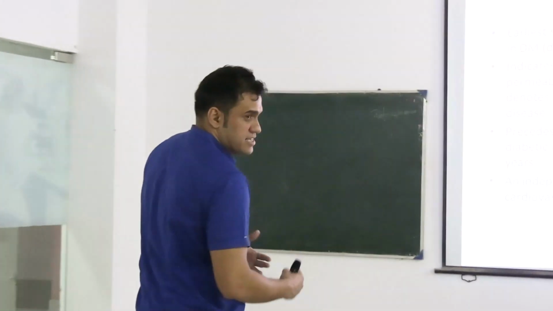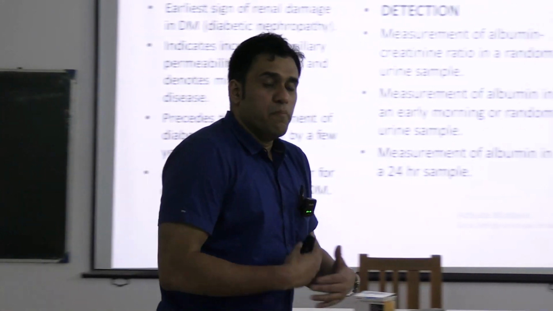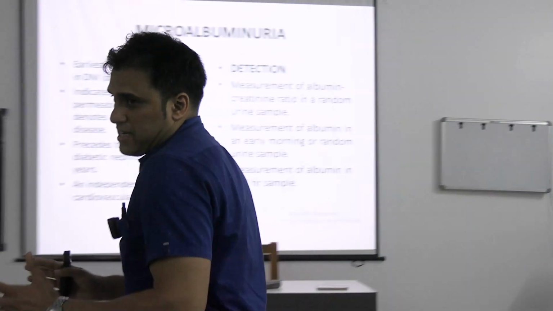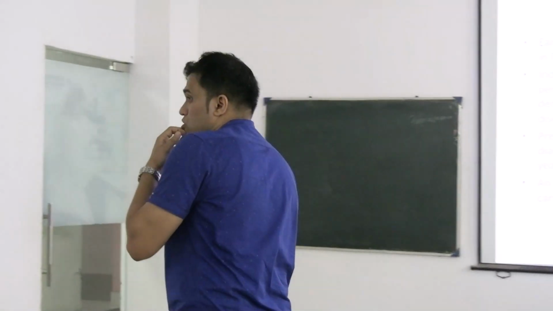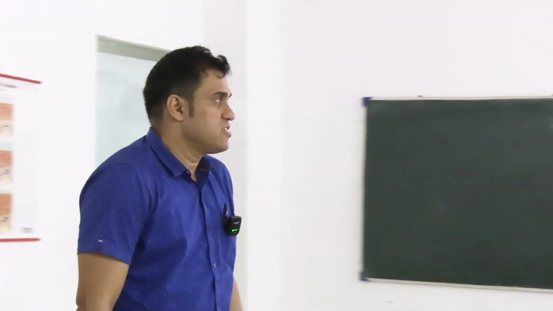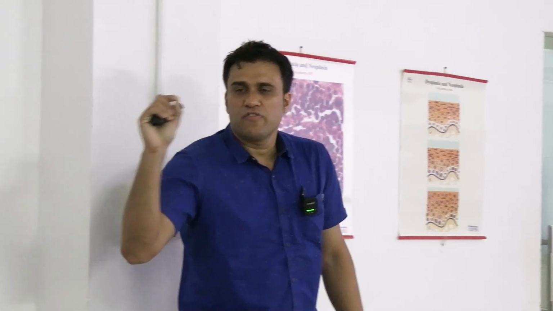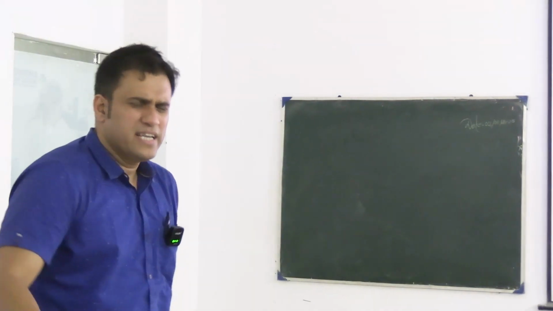If this is found in the patient, it indicates that in a few years, if measures are not taken, they will proceed to overt diabetic nephropathy. Their kidney damage is inevitable. And it is also an independent risk factor for diabetes mellitus. And how do you measure microalbuminuria? Measurement of albumin-to-creatinine ratio in a random urine sample, measurement of albumin in an early morning or random urine sample, and measurement of albumin in 24-hour urine sample. You don't need to know so much, I just gave it.